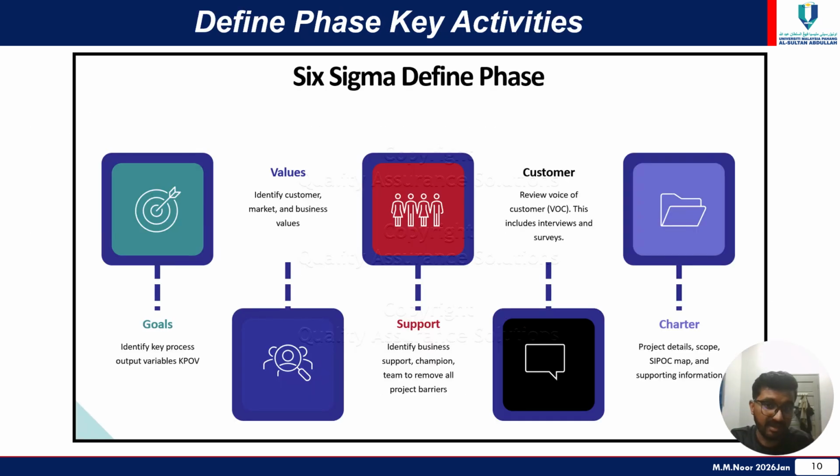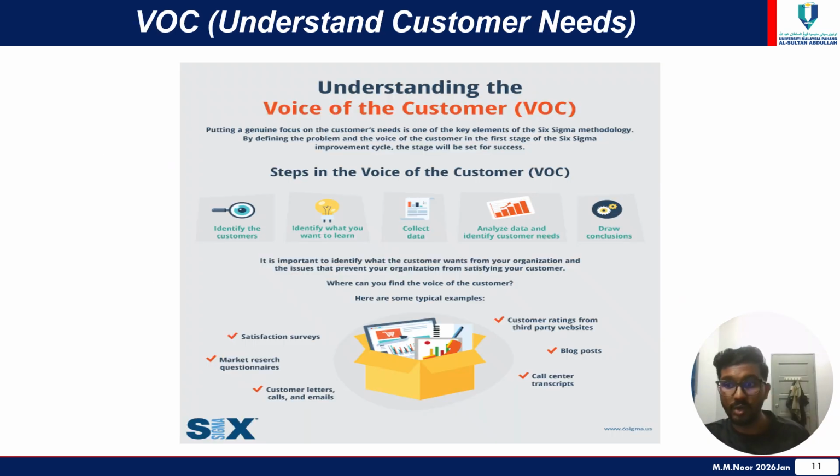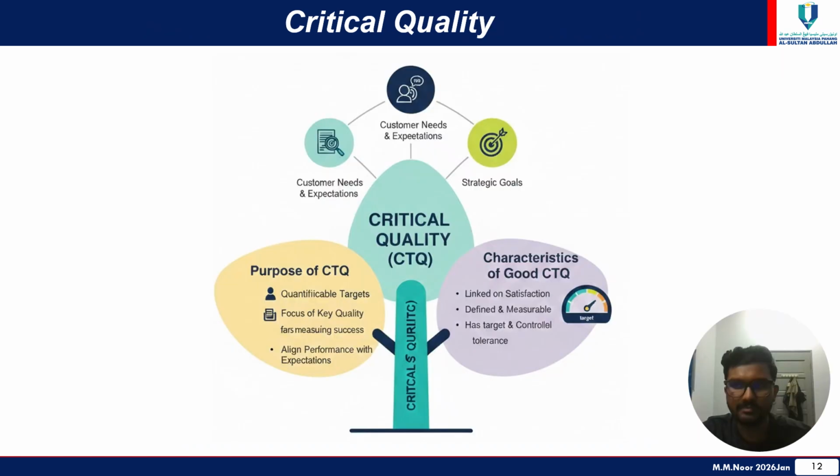Moving on is the define phase key activities. These include voice of customer, critical to quality, SIPOC, and project charter. Together, these tools help define the project scope and direction. Firstly is voice of customer. VOC is used to capture customer expectations, complaints, and requirements. This ensures the improvements are aligned with what customers actually value, not internal assumptions.